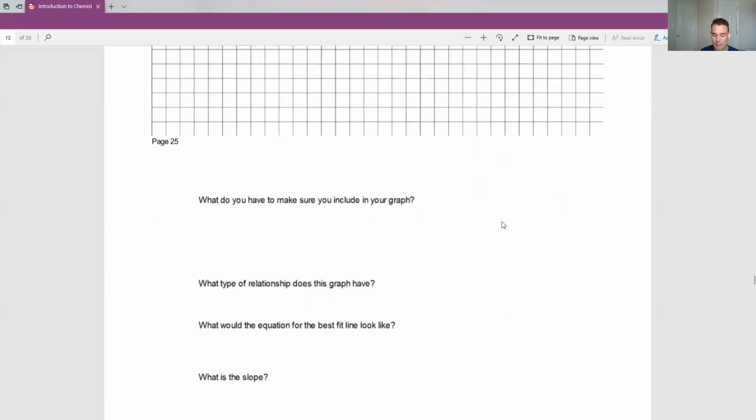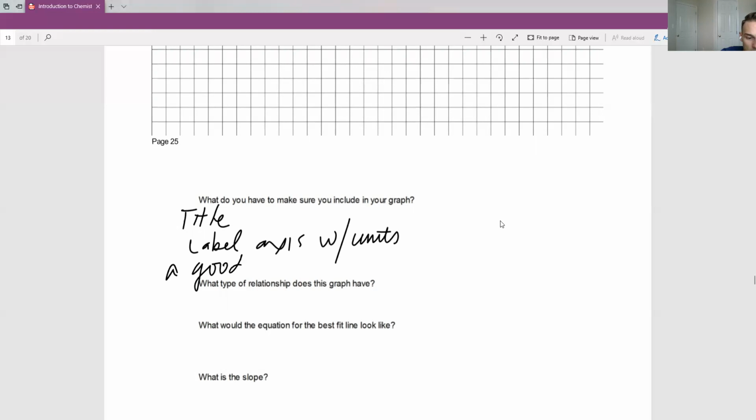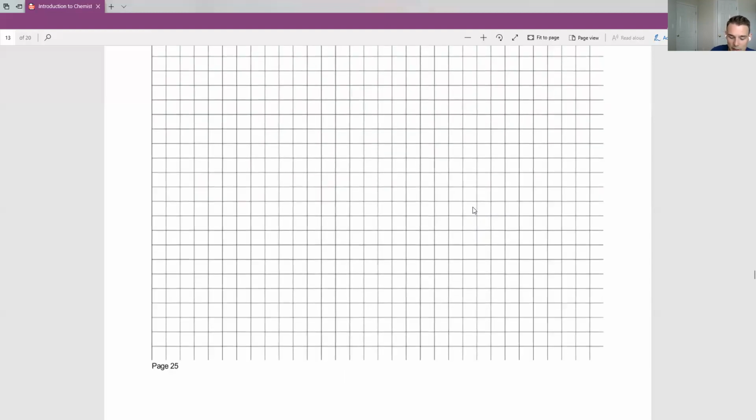So if you print these out, this is a place for you to draw your graph, okay? But let's talk about what we need to make sure we include in our graph. So we're going to have a title, we're going to have to label the axes, and we have to include our units. Okay. We want a good scale. That basically means every tick mark that I use on my graph has to be the same thing. So if this is 0, for mine, I started with 24 and I went up by 4. So this is 28, 32, 36, and so on.